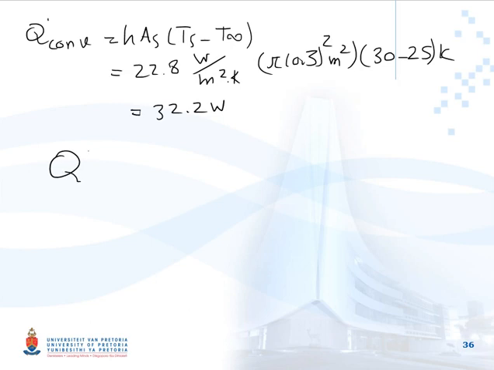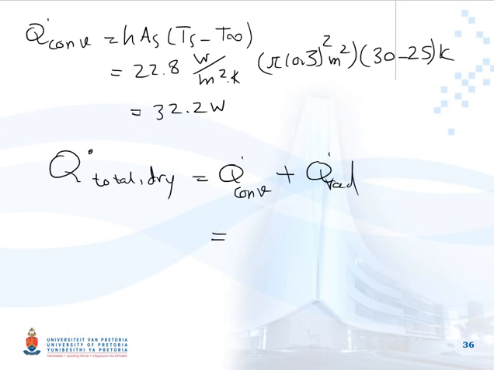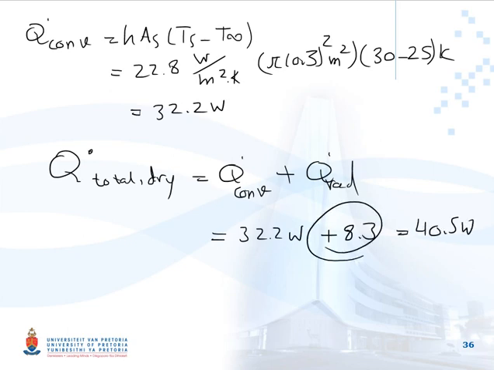So Q dot total dry will be Q dot convection plus Q dot radiation, equal to 32.2 watt plus 8.3, equal to 40.5 watt. As you can see, the radiation could not be neglected. Okay, it is smaller compared to the forced convection, but you can't neglect it.